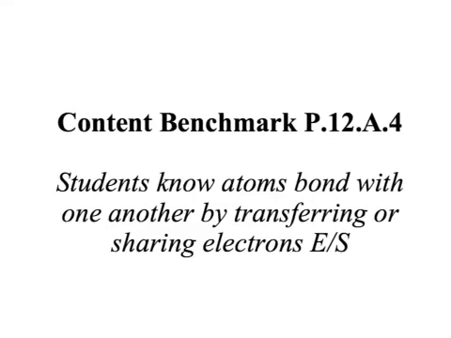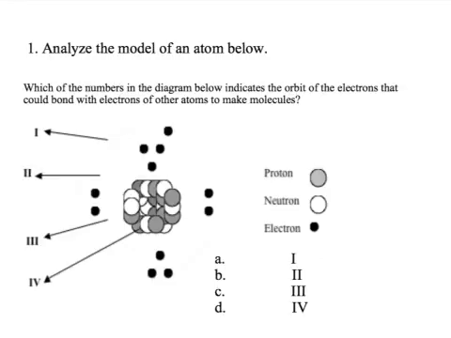This one's about how atoms bond. So basically, in a word, how a compound is formed. It's either done by transferring or sharing electrons. So, which of the numbers in the diagram below indicates the orbit of electrons that could bond with electrons of other atoms to make molecules?